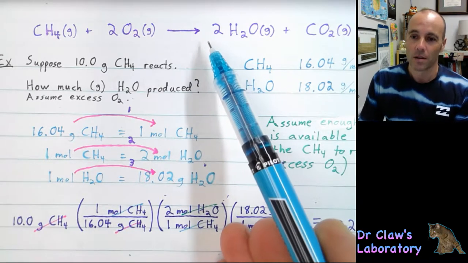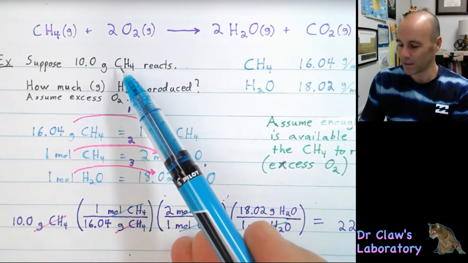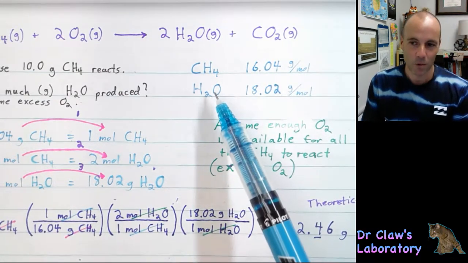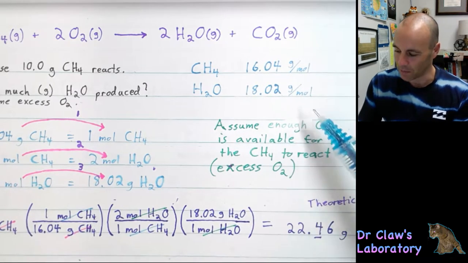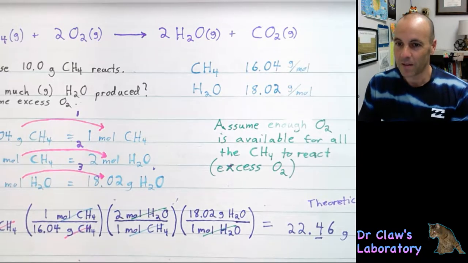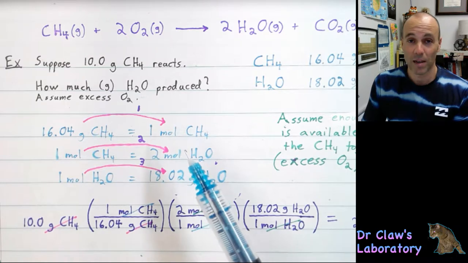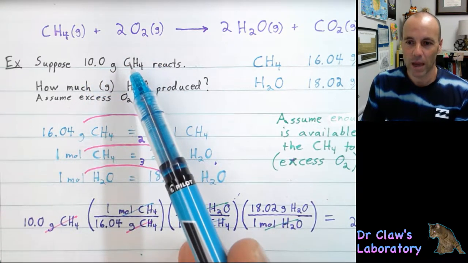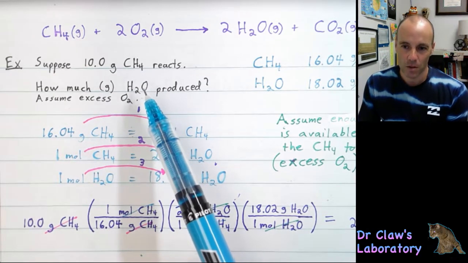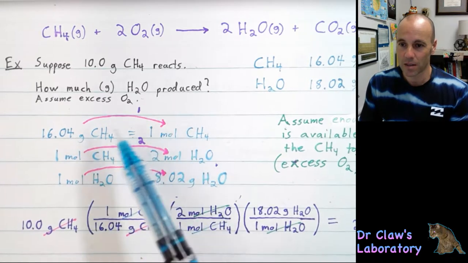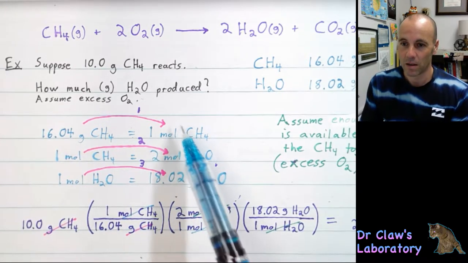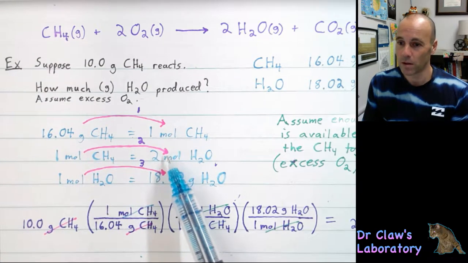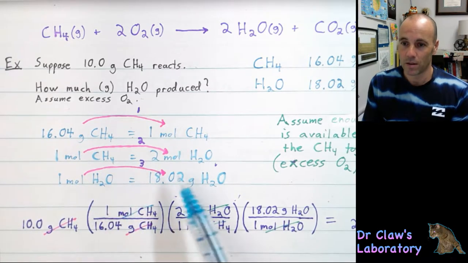So in order to turn our grams of methane into moles, remember, we need the molar mass. And for methane, the molar mass is 16.04 grams per mole. And we'll also need the molar mass for water, and that's 18.02 grams per mole. Now, let's take a look at the relations that we have at our disposal. We have this many grams of methane reacting, and we want to know how many grams of water are being produced. Well, the molar mass lets us convert from grams of methane to moles of methane. And the stoichiometry of the equation, which is a 1-to-2 relation, lets us go from moles of methane to moles of water. And then the molar mass of water lets us go from moles of water to grams of water.